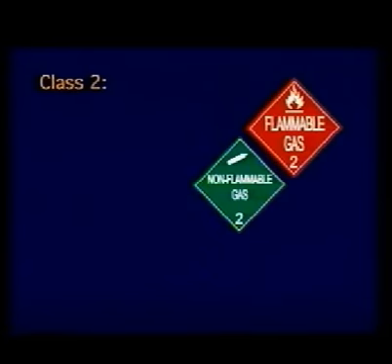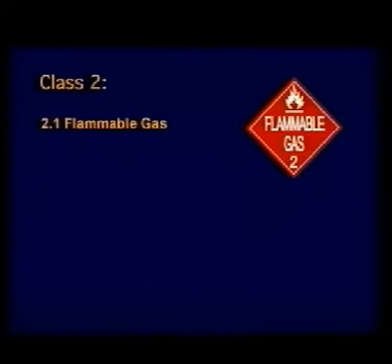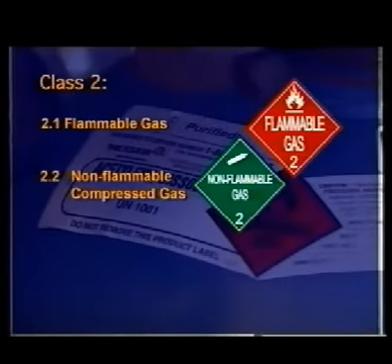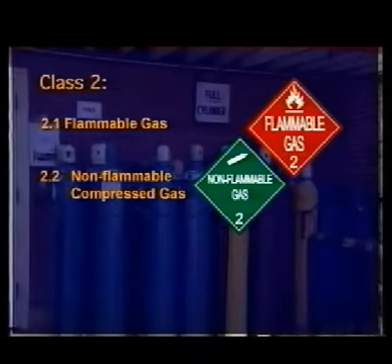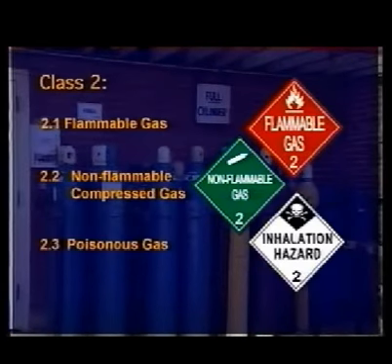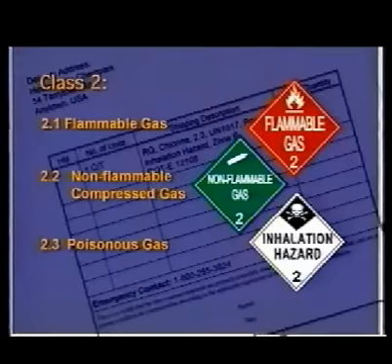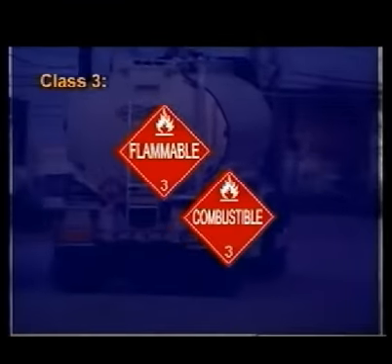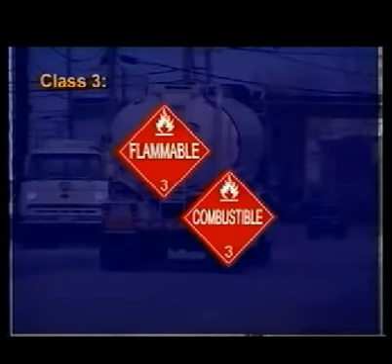Class 2, gases. Class 2 is broken down into 3 divisions. Division 2.1 is flammable gas, such as acetylene. Division 2.2 is non-flammable compressed gas, such as nitrogen. Division 2.3 is poisonous gas, such as chlorine. Class 3, flammable and combustible liquids. Class 3 materials and their vapors are highly flammable. Gasoline, some paints, and lighter fluid are familiar examples of this hazard class.